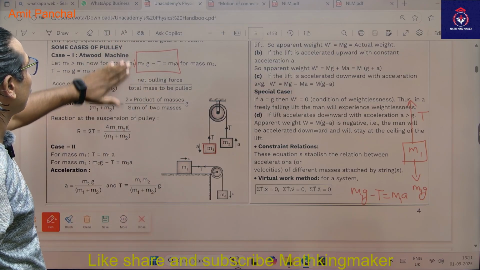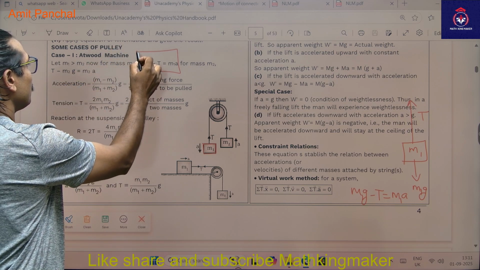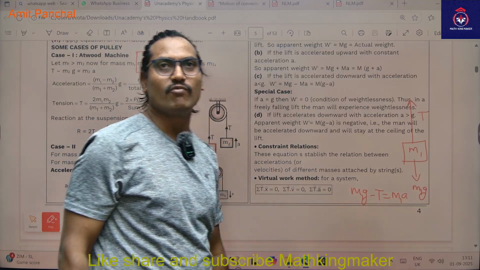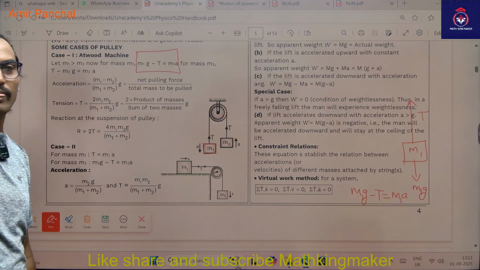Okay. So I thought it was like multiplication. No, it is not multiplication. It will be m1g minus T equal to m1a. Got it? Okay.